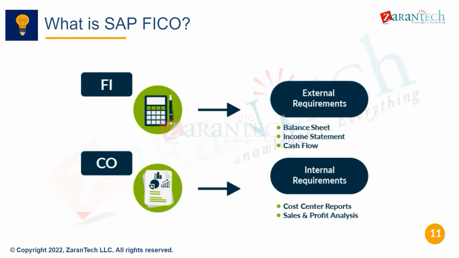And then CO is for the internal requirement. Companies spend a lot on expenses in their day-to-day activities, and companies should have control over those expenses to reduce costs and maximize profits. This is basically for the internal requirements, and the Controlling module is also called management accounting.